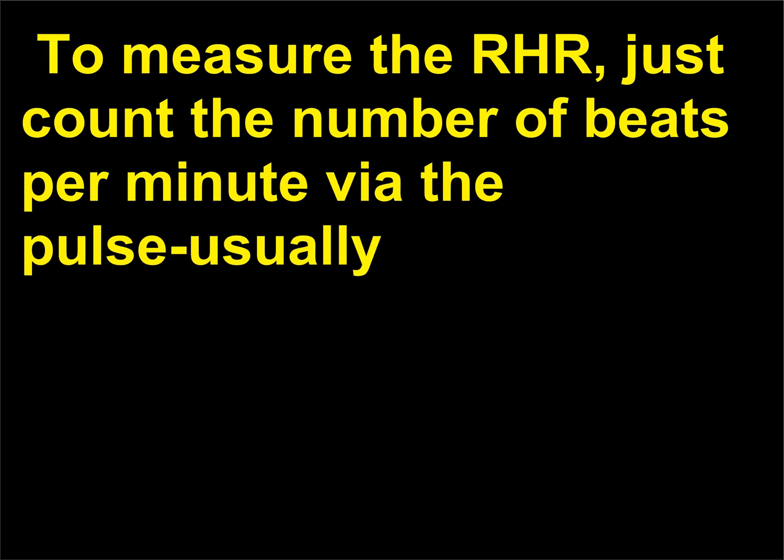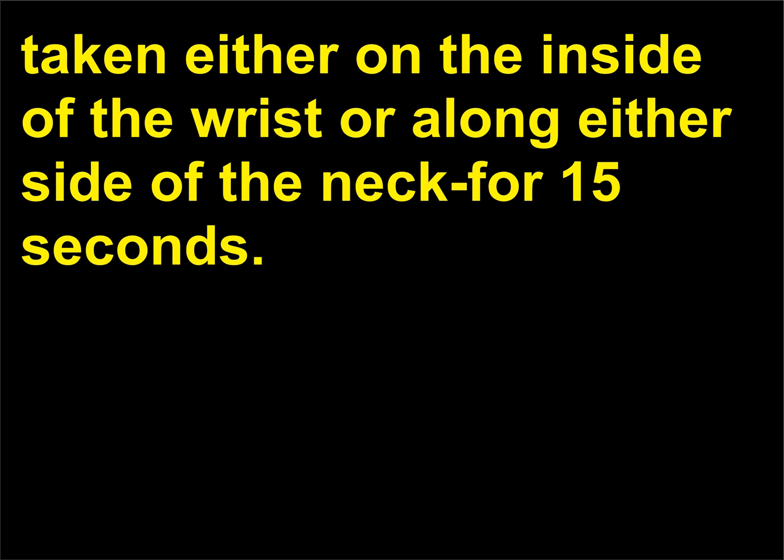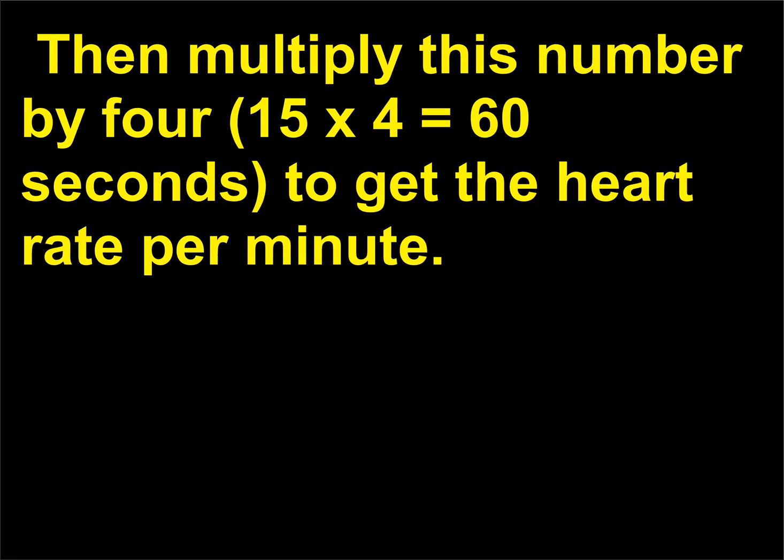To measure the RHR, just count the number of beats per minute via the pulse, usually taken either on the inside of the wrist or along either side of the neck for 15 seconds. Then multiply this number by 4, 15 x 4 equals 60 seconds, to get the heart rate per minute.